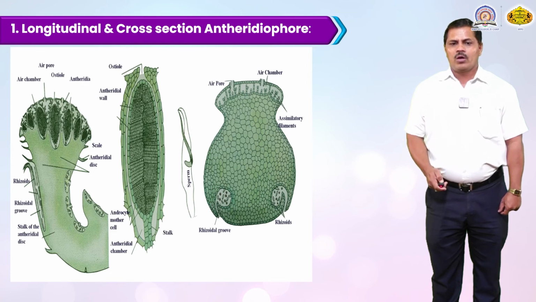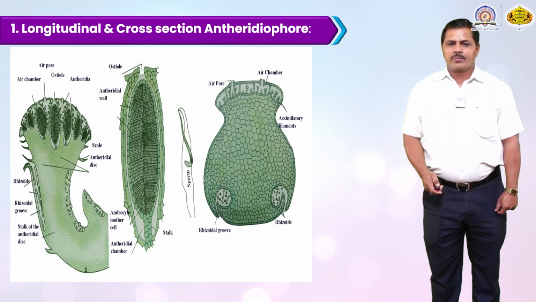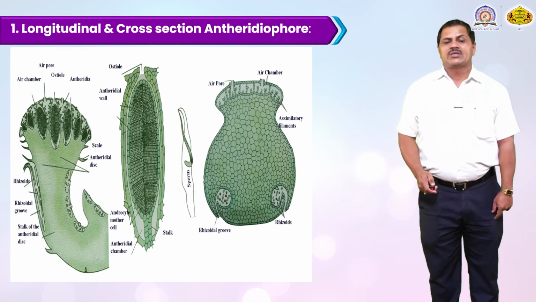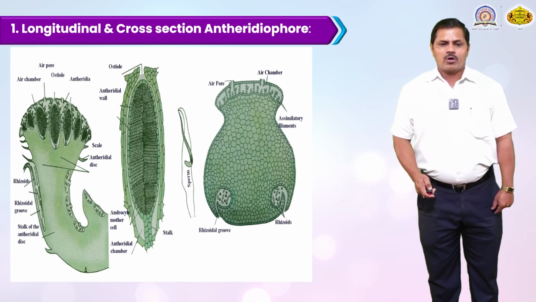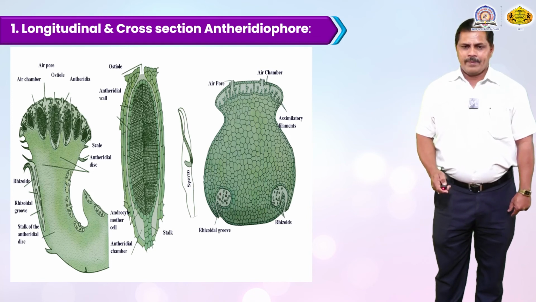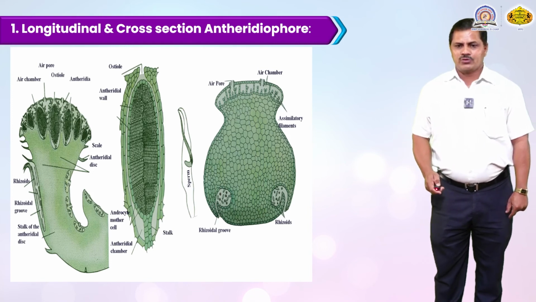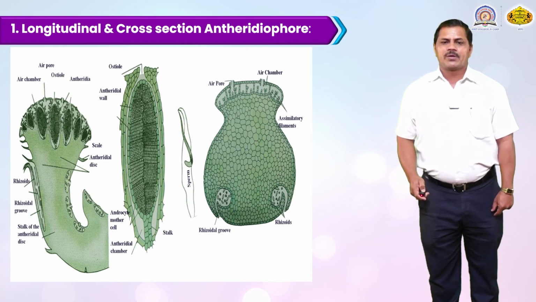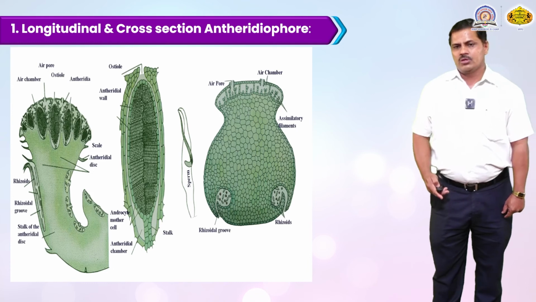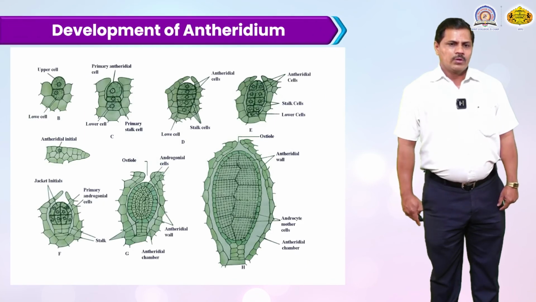There is the antheridial wall, and these are the androcyte mother cells. A huge number of androcytes, the sperms, are present inside the antheridial chamber. The basal portion is called the stalk. There is the rhizoidal groove with rhizoids, and the filamentous assimilatory cells, air chambers and air pores are present in this antheridiophore.